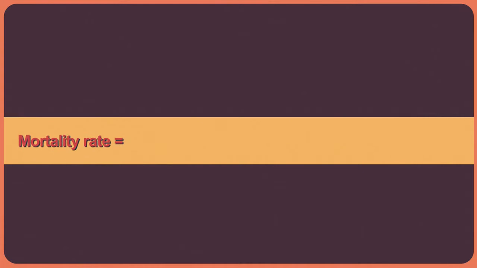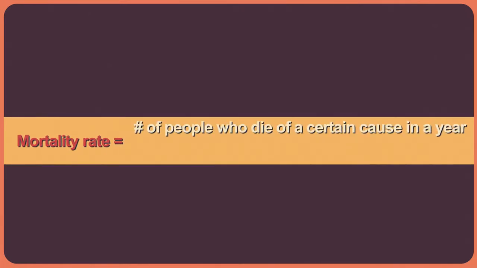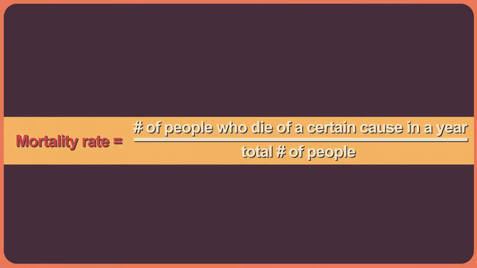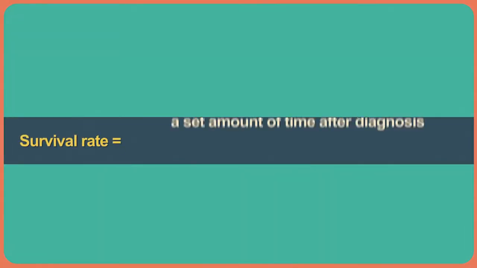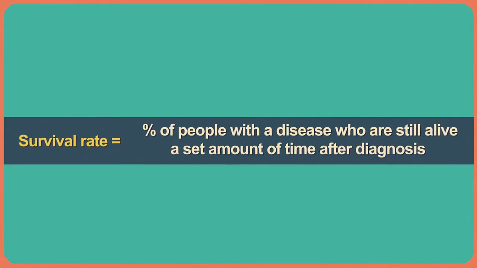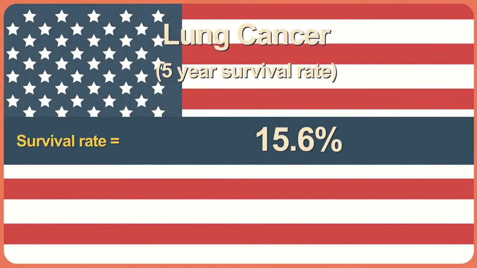Mortality rates are defined by the number of people who die of a certain cause in a year divided by the total number of people. For instance, the mortality rate for people with lung cancer in the United States is 53.4 per 100,000 people. Survival rates are something else entirely. They calculate the percentage of people with the disease who are still alive a set amount of time after diagnosis. The 5-year survival rate for people with lung cancer in the United States is 15.6%. 53 deaths per 100,000 people and 16%. Those aren't measuring the same thing.